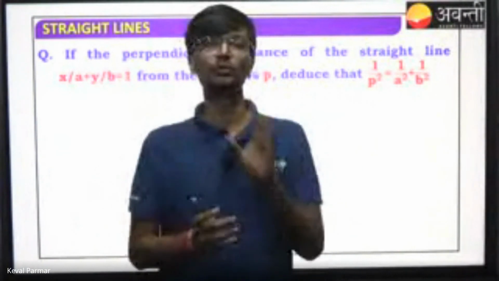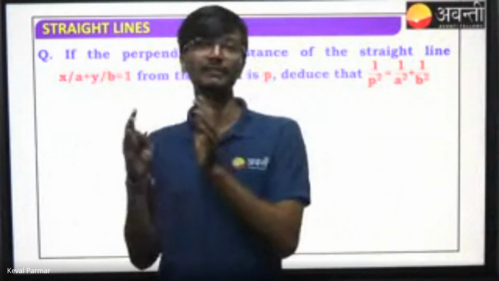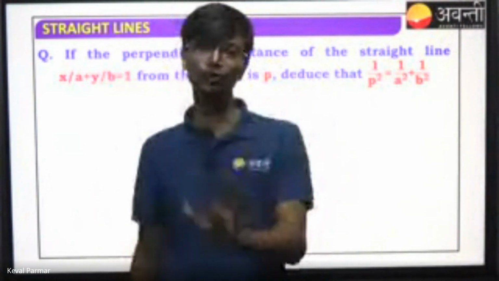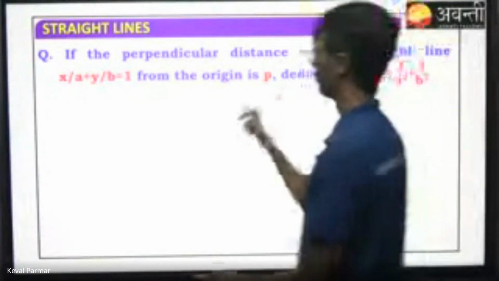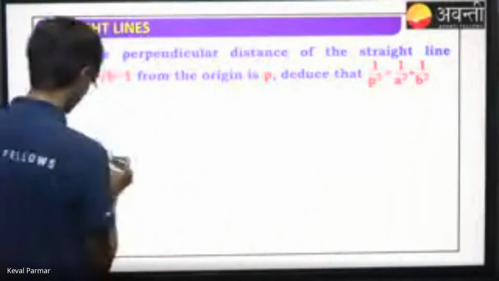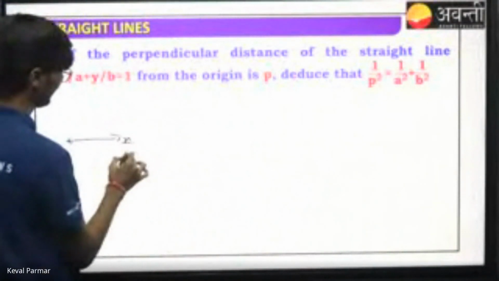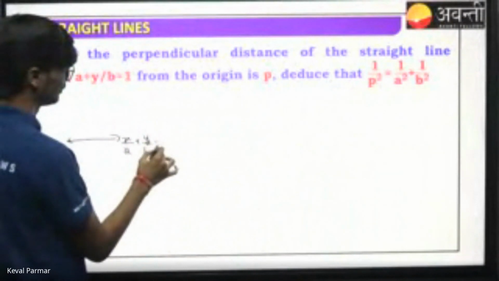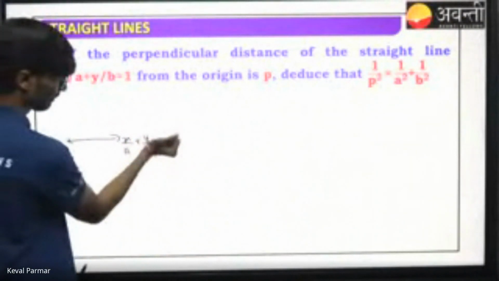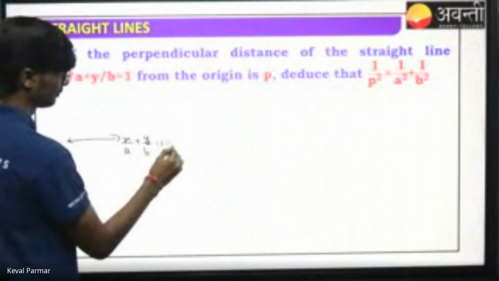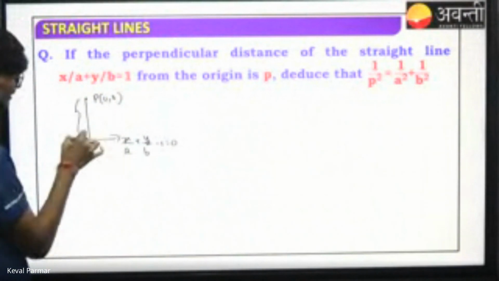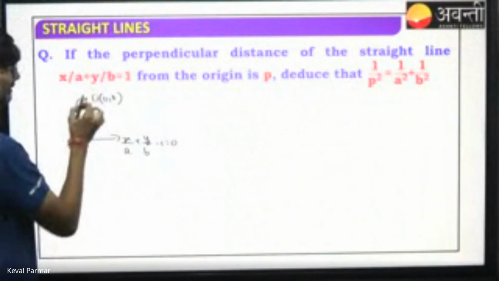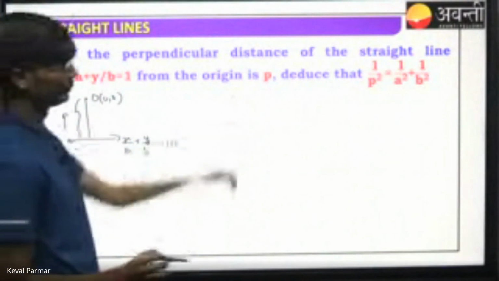In between, we also took the concepts of perpendicular distance and distance between two lines. So here are the questions based on today's theory. If the perpendicular distance of a straight line from the origin... Let me draw a diagram, it will be better. This is a straight line, x upon a plus y upon b equals 1. If I want to use the perpendicular distance formula, I'll have to write minus 1 equals 0. Here is the point P, which is the origin only, and this distance is given as p, and we have to prove this.